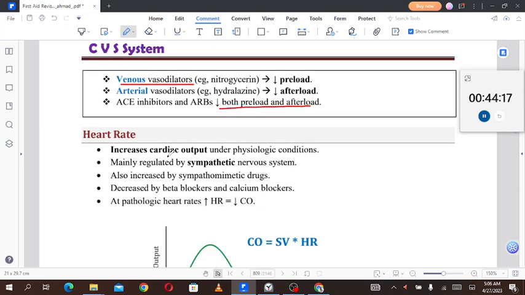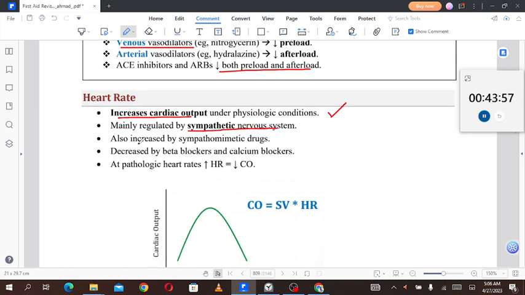Heart rate increases the cardiac output under physiologic conditions. If there is an increase in the heart rate, that will increase the cardiac output under physiologic conditions. It is mainly regulated by the sympathetic nervous system, and also increased by sympathomimetic drugs. For example, if we give somebody a drug like dobutamine, that will also cause an increase in the heart rate. It is decreased by beta blockers and calcium blockers.